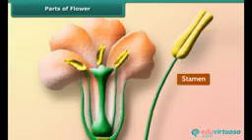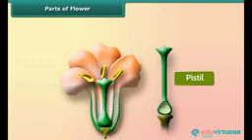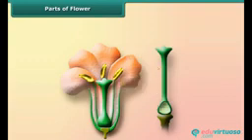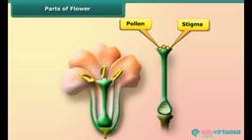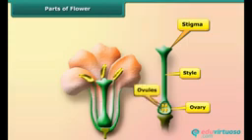The stamen has two parts, anther and filament. The anther is generally yellow in color and carries the pollen. It is held up by a thread-like part called the filament. The pistil has three parts, stigma, style, and ovary. The stigma is the sticky surface on the top of the pistil. It traps and holds the pollen. The style is the tube-like structure that holds up the stigma, and the ovary contains the ovules.